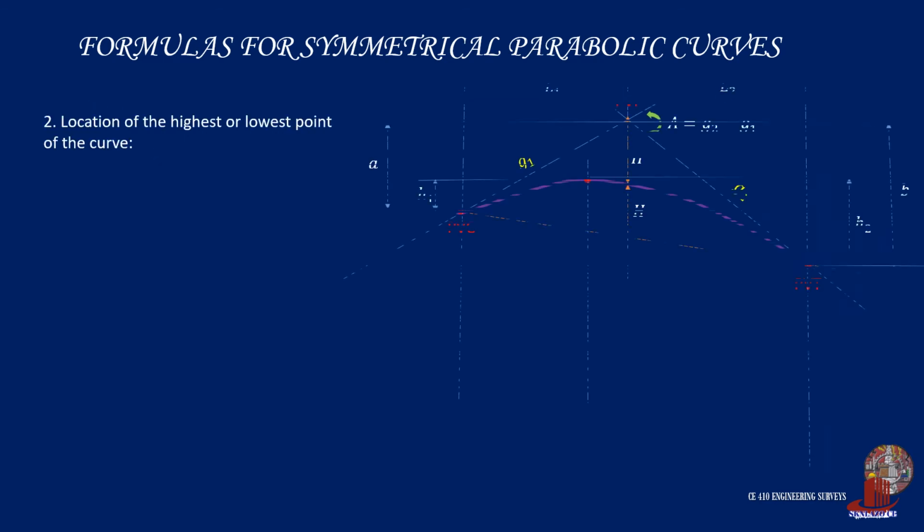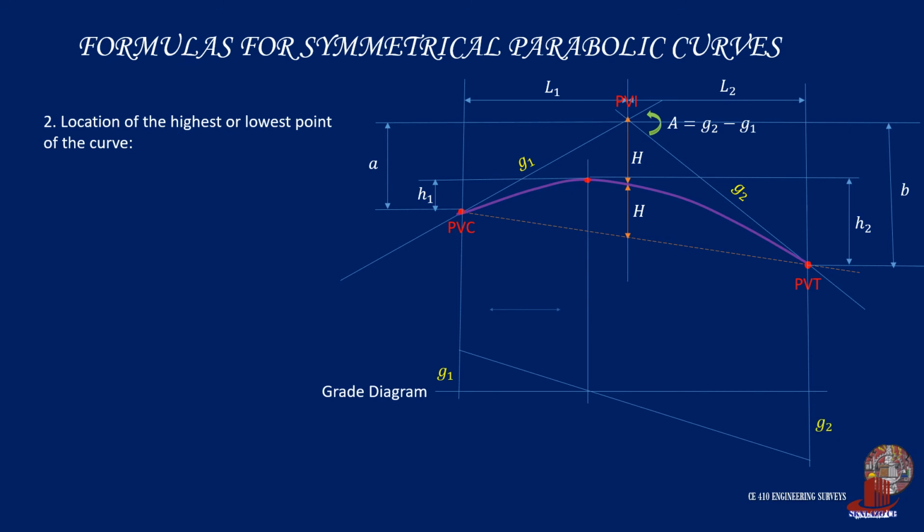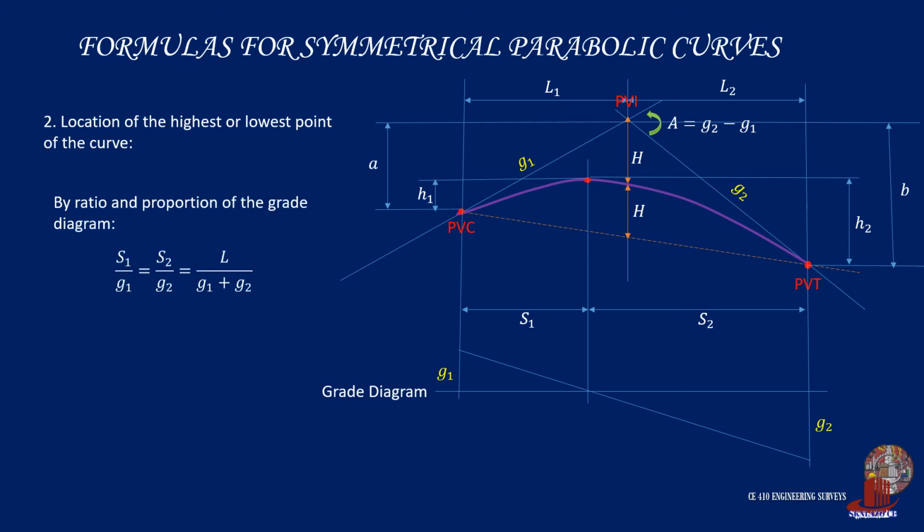Next is the horizontal location of the highest or lowest point of the curve. To derive this formula, use the grade diagram, and by proportionality of similar triangles, we can draw the relationship S1 is to G1, which is equal to S2 is to G2, and is also equal to L all over the summation of G1 plus G2. Thus, S1 can be computed as G1 times L all upon the summation of the grades G1 plus G2. This is similar with S2, which is taken as G2 times L all over G1 plus G2.